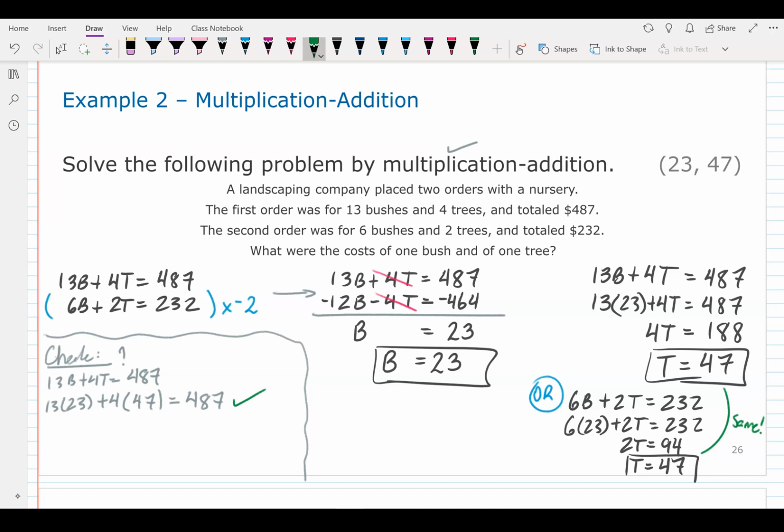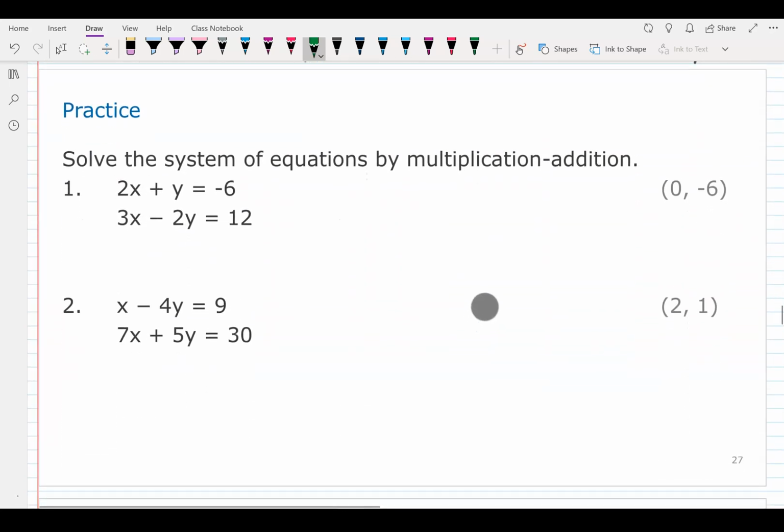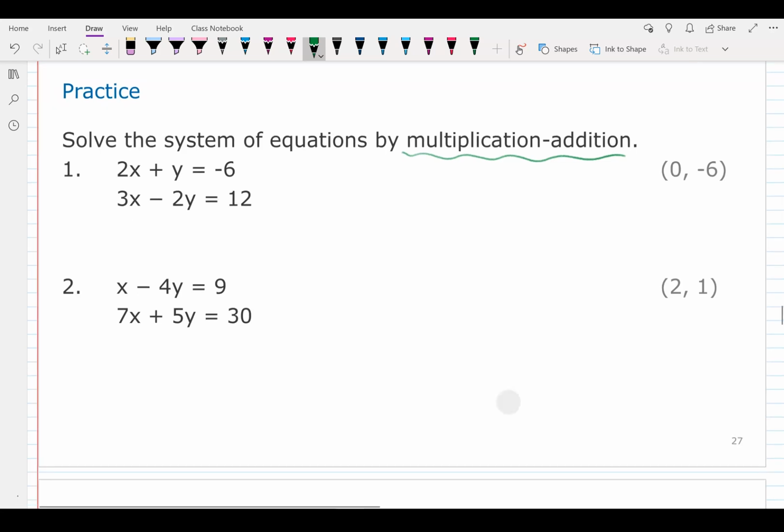All right, so that's pretty much it. That's how we do these methods. You should have plenty of examples now. The time for you now has come to practice. So you want to do these two questions, answers are given, do them by multiplication and addition, and see what you get. If you have any trouble, of course, make a note of the questions that you have trouble with, and I'm happy to go through any of them during class.